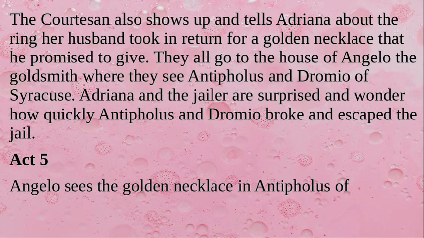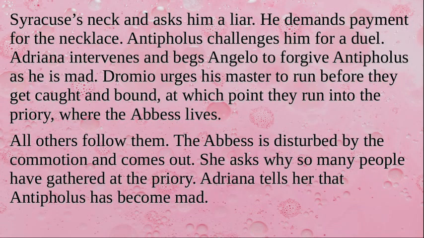Act 5. Angelo sees the golden necklace on Antipholus of Syracuse's neck and calls him a liar. He demands payment for the necklace. Antipholus challenges him to a duel. Adriana intervenes and begs Angelo to forgive Antipholus as he is mad. Romeo urges his master to run before they get caught and bound, at which point they run into the priory where the abbess lives. All others follow them.